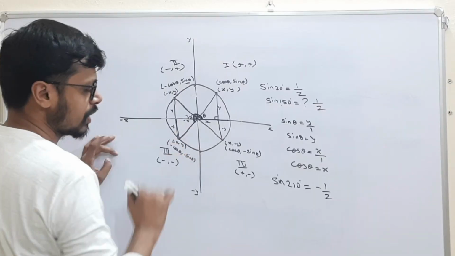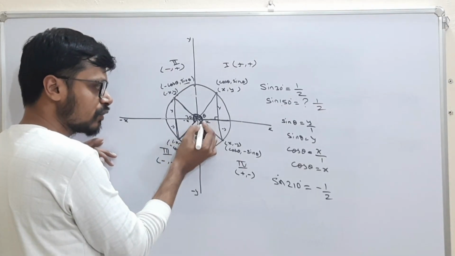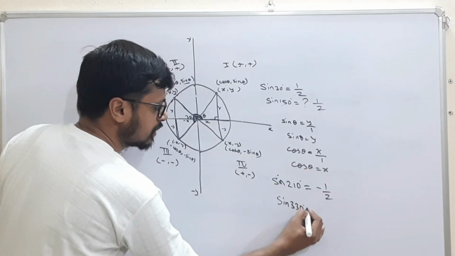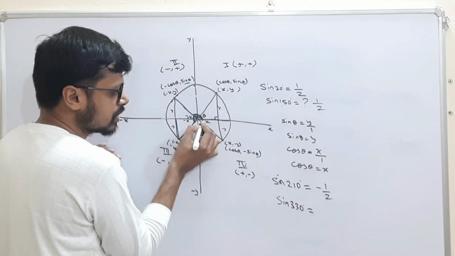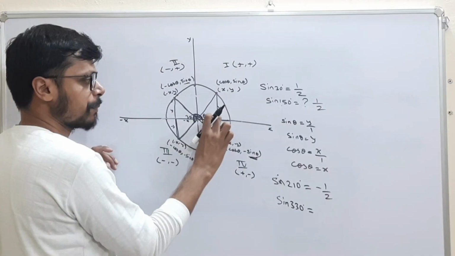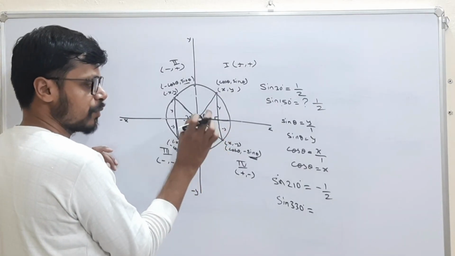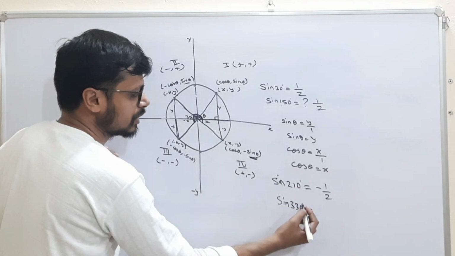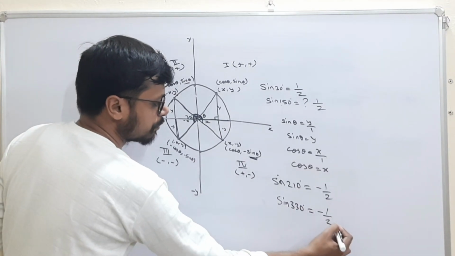Okay, now let's check here. If you have to find sine 330, what will be the answer? Sine 330 means from here you are seeing, and here we know sine theta will again be negative, because the perpendicular is negative here, right? Hypotenuse is positive, perpendicular is negative, base is positive. So sine 330 will also be minus 1 by 2.